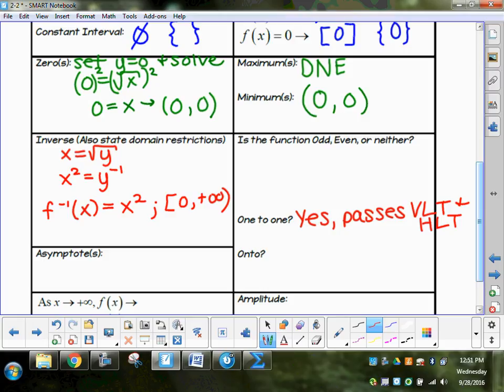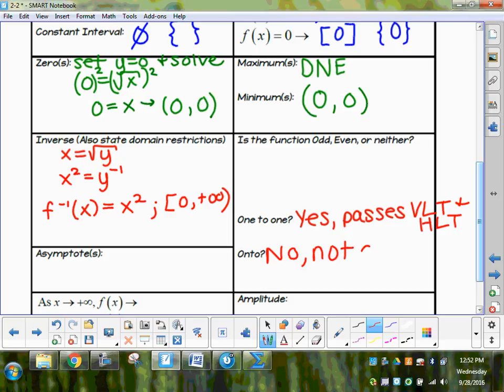What do you know about an onto function? It's when all the y values are used. Look at that graph. Does it use all of the y values? No. If you don't know it, make sure you start knowing it. Any negative y value is not used. Questions on that?